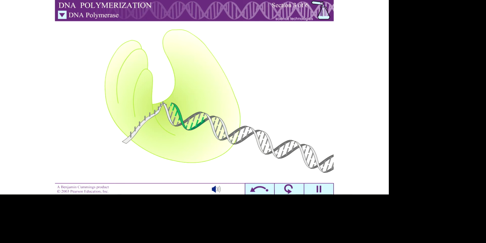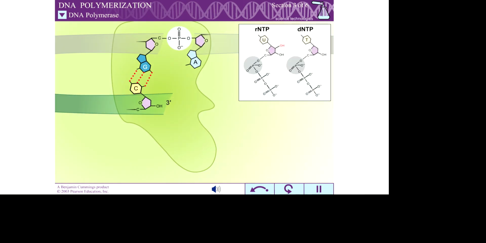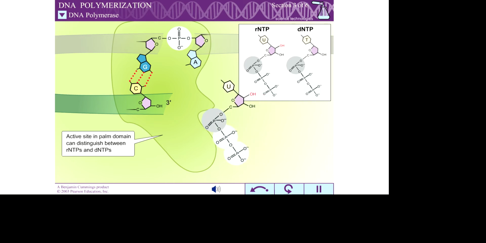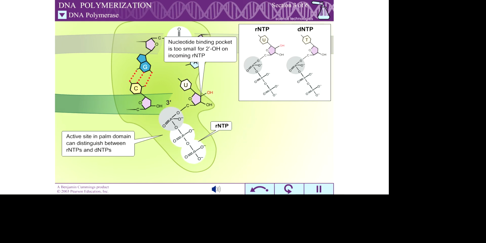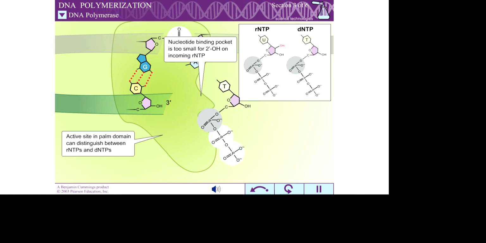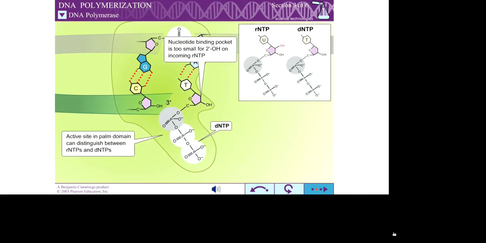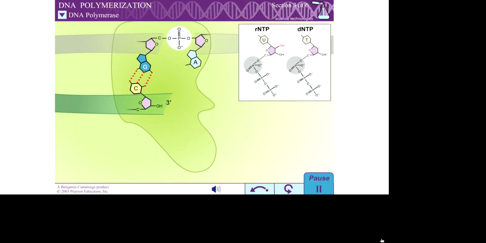The active site of DNA polymerase is able to distinguish between rNTPs and dNTPs, even though rNTPs are present at approximately 10-fold higher concentration in the cell. The nucleotide binding pocket is too small to accommodate the presence of a 2' hydroxyl on the incoming nucleotide, allowing the polymerase to sterically exclude rNTPs. Correct base pairing is also required for catalysis. If an incorrect base pair forms, the alpha phosphoryl group of the dNTP cannot properly align with the 3' hydroxyl of the primer strand. Once the proper dNTP is bound in the pocket, the reaction can continue.